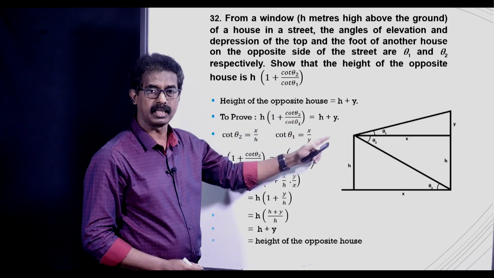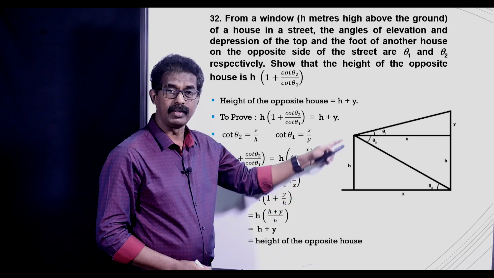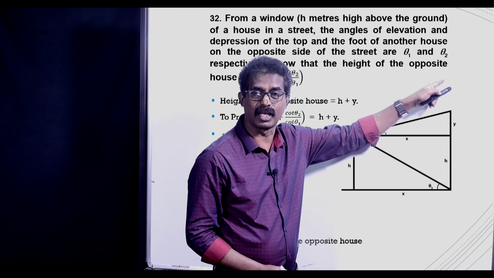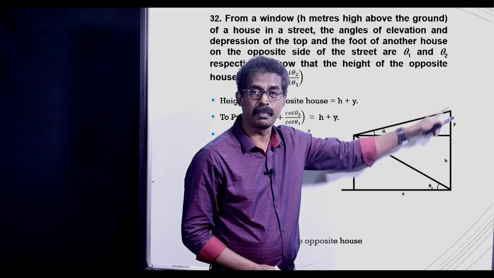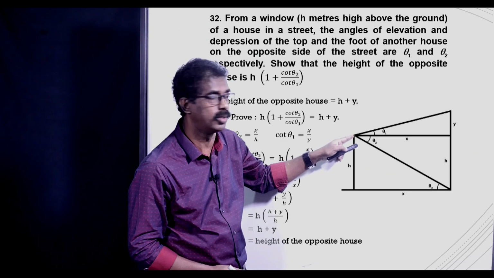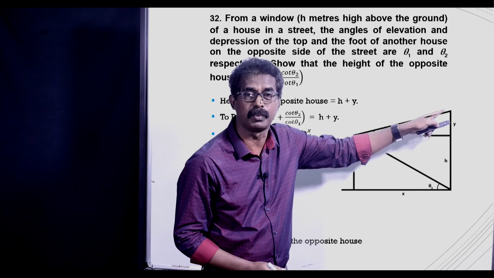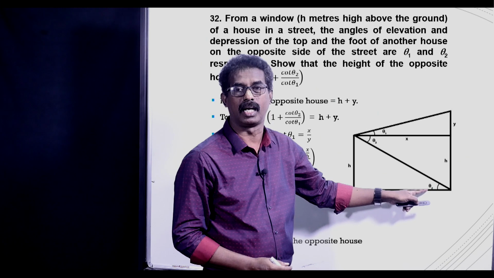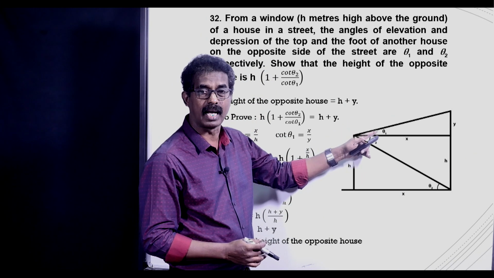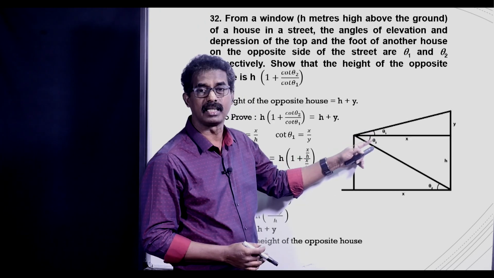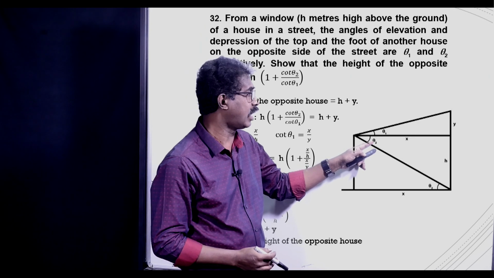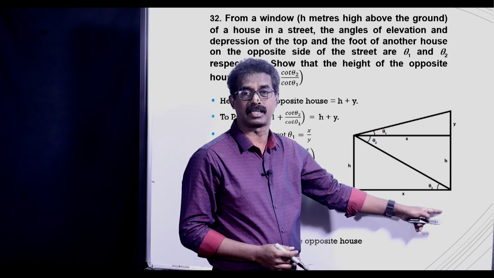Listen, here there is a house, a window is here, this is a window, and on the opposite side there is a house, right? Here this is the top and bottom. You are standing here, right? Through the window you are looking at the top of the opposite house and the bottom, at the angle of elevation and depression given as theta 1, the angle of elevation theta 1, and this angle they have given as theta 2. And listen, what they asked here: find the height of the opposite house, the full height.